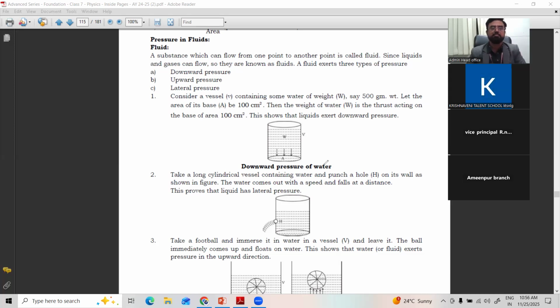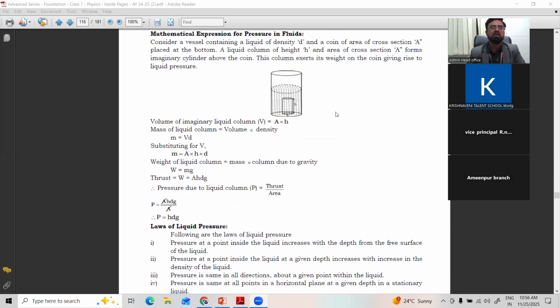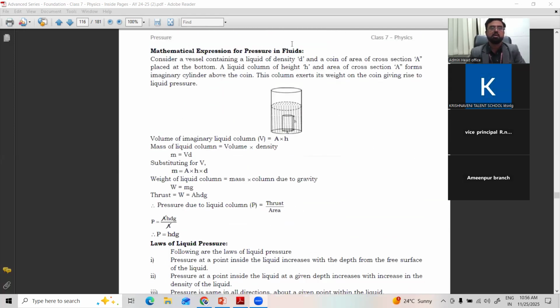You can see clearly, examples and explanation are given here. Okay, so the mathematical formula for pressure is very important. We know pressure is equal to force by area. How do you get the mathematical equation for the pressure of fluids? Consider a vessel containing liquid of density D. Density is given by D. A coin of area of cross section A, area is equal to capital A.